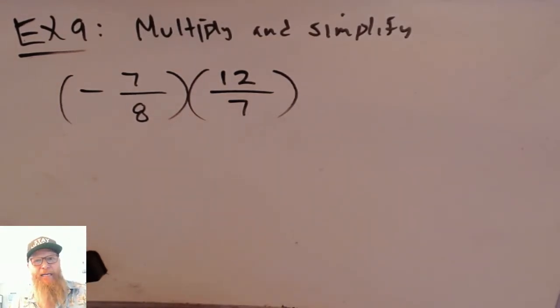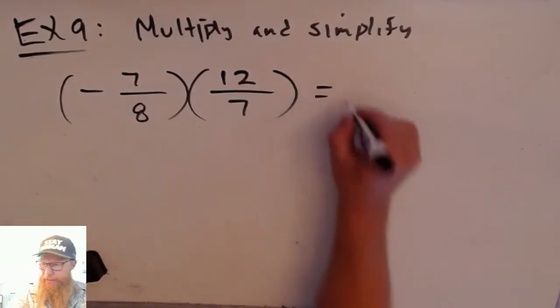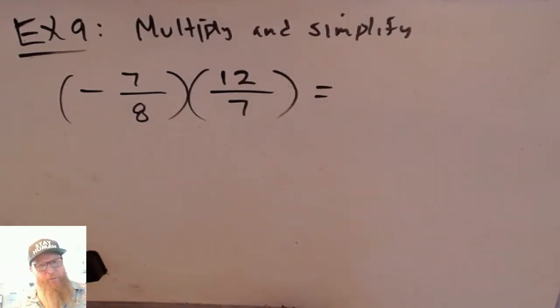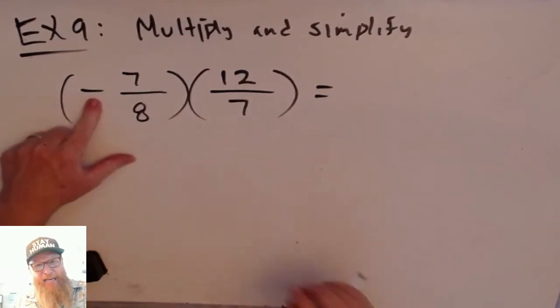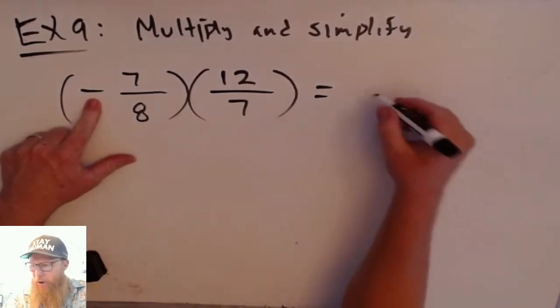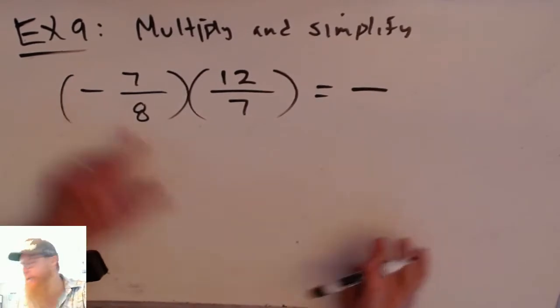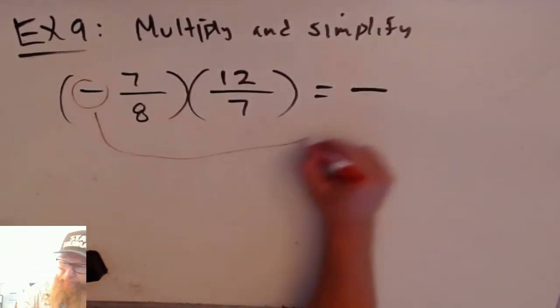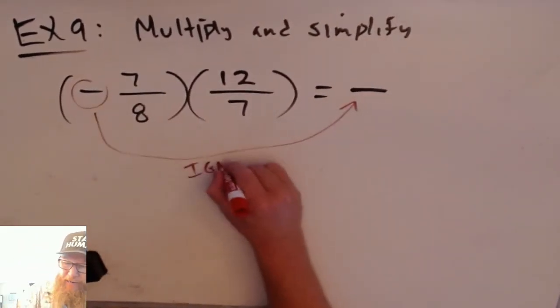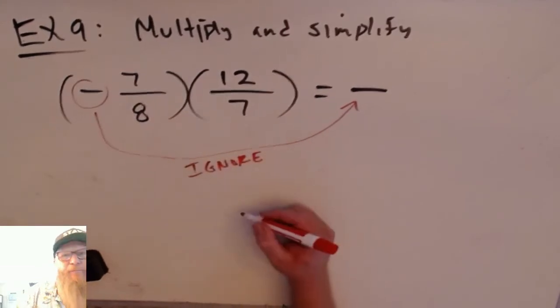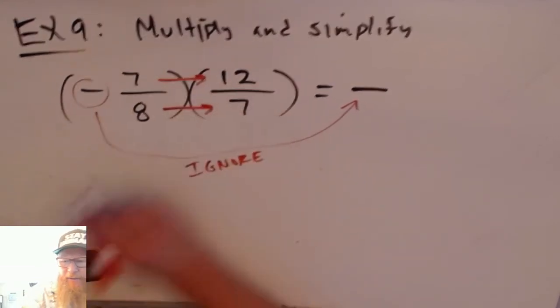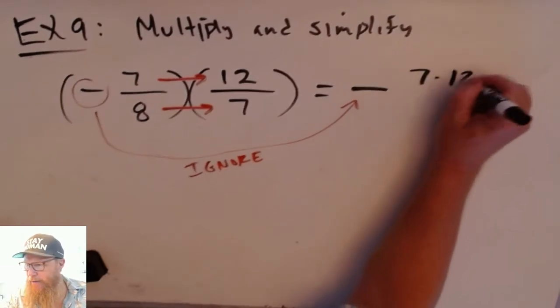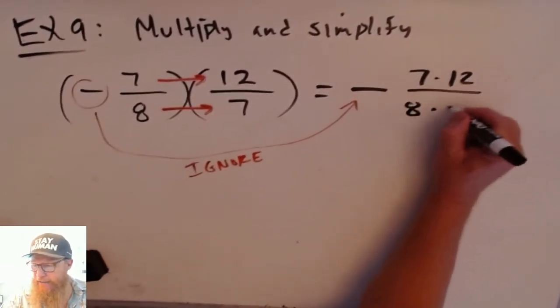Okay, we have negatives. So let's review the rules of negatives. If you have a negative times a positive, you already know your answer is going to be negative. So now ignore it and just do 7 times 12 and 8 times 7.